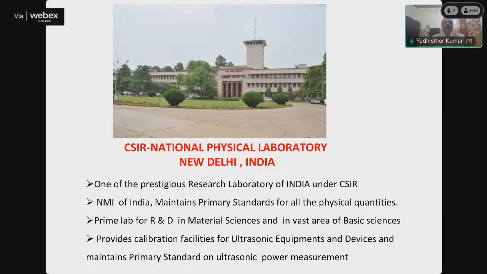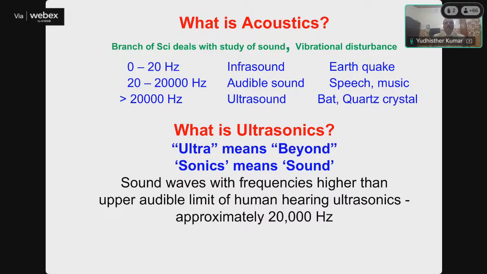Now, coming on to the next slide, you all must be knowing about acoustics. As you know, acoustics is the study of mechanical sound waves over a wide range of frequencies. On the basis of frequencies, it is classified in three categories. Infrasound, which has 0 to 20 hertz frequency. Audible sound, which we usually use, is from 20 hertz to 20 kilohertz. And ultrasound. Ultrasound means beyond sound, which we cannot hear, and that consists of frequencies of more than 20 kilohertz.